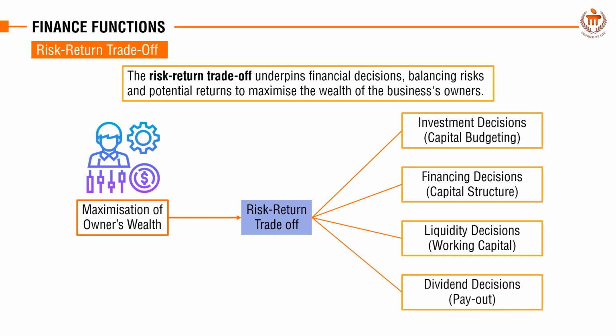Fourth is dividend decision, also termed as payout, allocating profits between shareholders' dividends and reinvestments for growth. So by carefully managing these decisions, businesses optimize resource allocation, achieve sustainable growth, and maximize shareholder value.